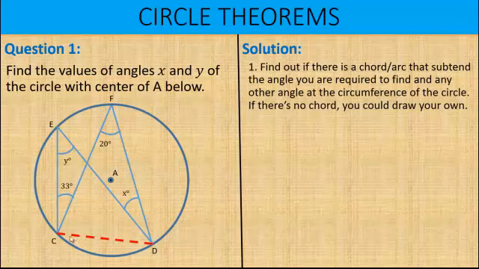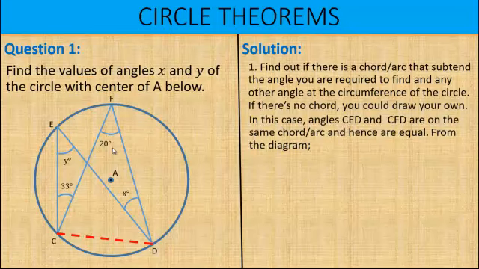We can see that all the angles at the top here touching the circumference are on the same chord, and hence from the rule we could say that these two are equal. Therefore, y degrees is equal to 20 degrees. This is done by observation.